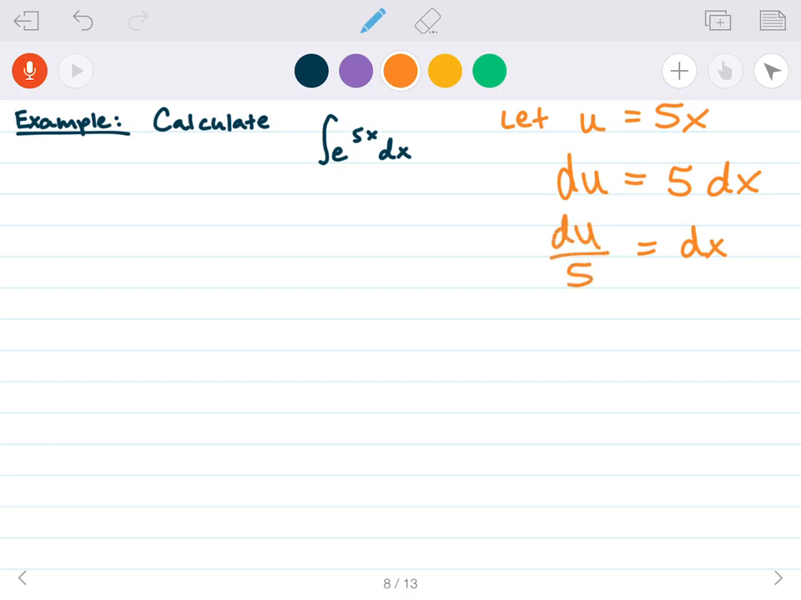Okay, so now what should I do? Well, all I need to do is make my substitutions, right? And so u is equal to 5x, so I sub u in for there. So this is going to be e to the u, and dx is the same thing as du over 5, so I make that substitution. Now du over 5 is the same thing as a fifth times du, so I can just pull that 1 over 5 out, and I am left with this.